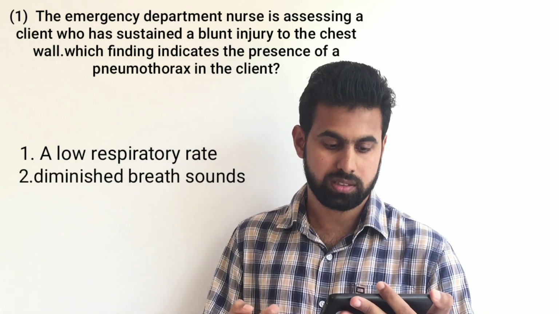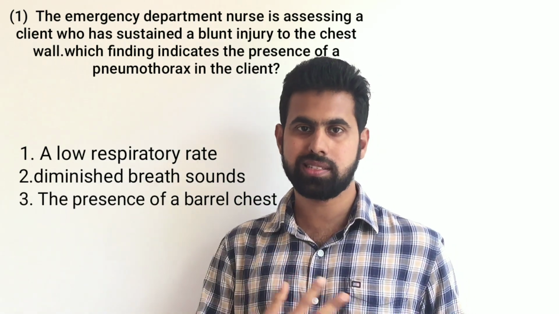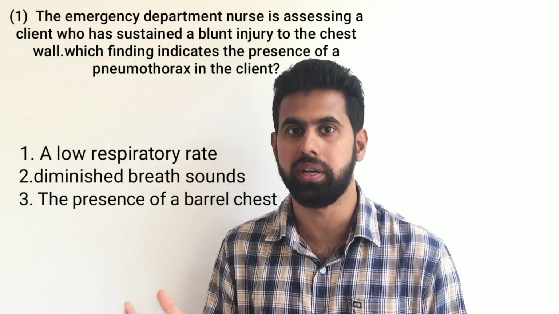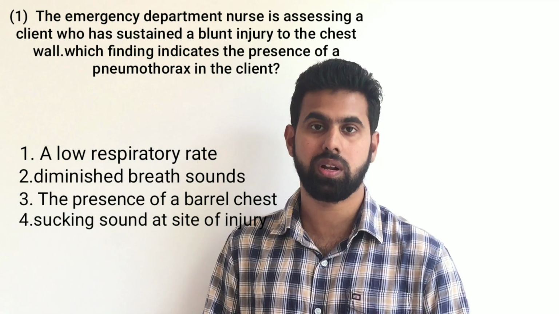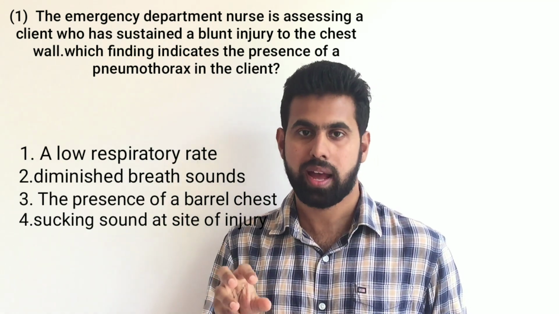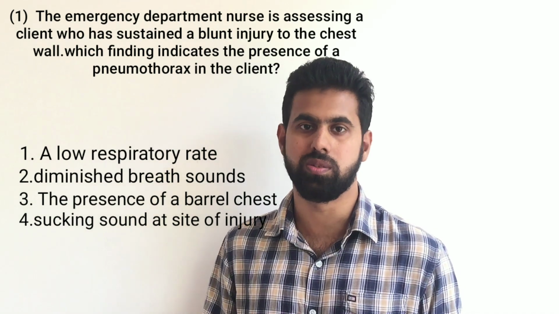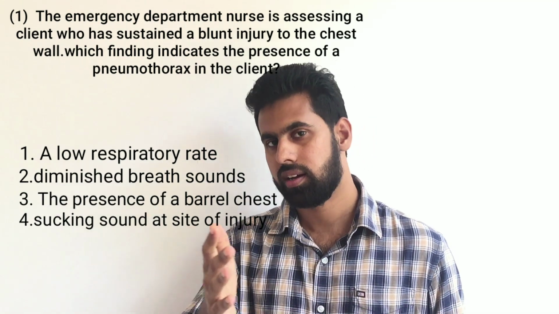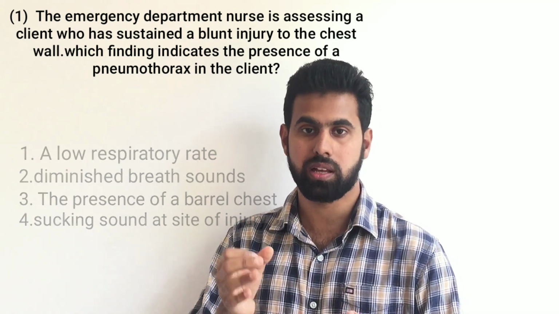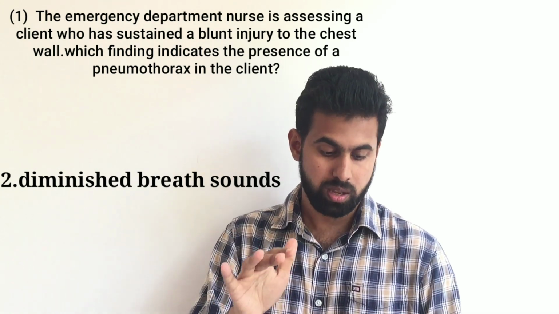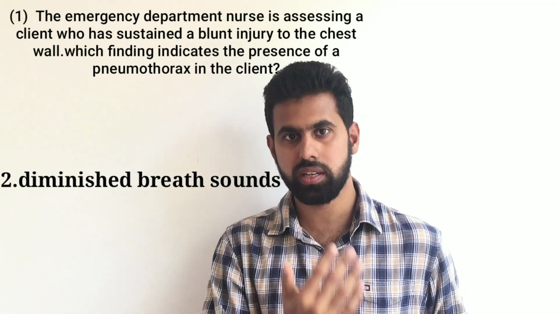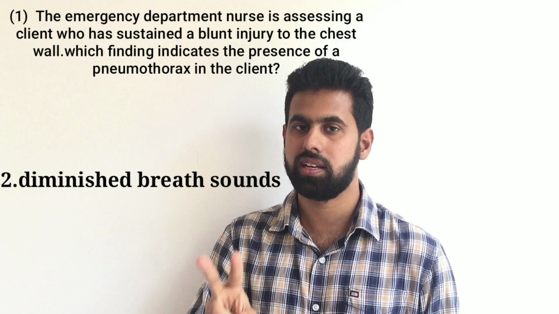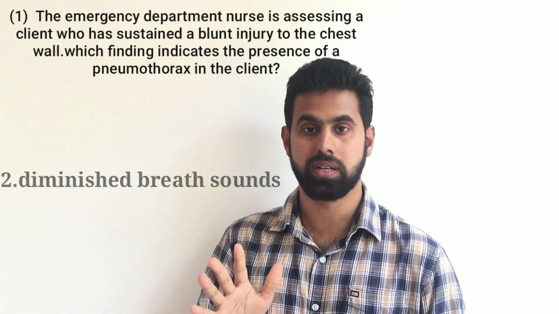Then the second option is diminished breath sounds. We can see what it is. The third option is presence of barrel chest. Barrel chest means the chest wall will be like a barrel, which is mainly a sign of COPD. And the fourth option is a sucking sound at the site of injury. The sucking sound will happen only in the case of an open chest injury. Now we are discussing a blunt injury, which is a closed injury, and we also have to relate the signs of pneumothorax. So the correct option is the second one, diminished breath sounds. The in and out flow of air won't be there, so there will be a diminished breath sound. So the answer is 2, diminished breath sound.